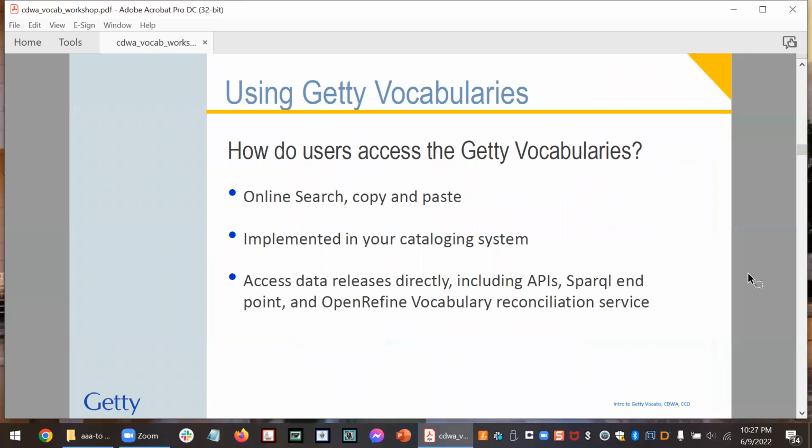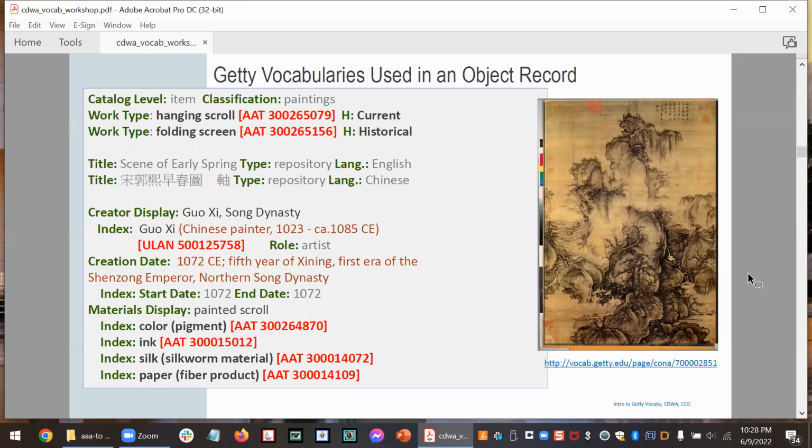Okay, using the Getty vocabularies, just how do users access the vocabularies? They do it through the online search. They might copy and paste. The developers may have implemented the vocabularies in your cataloging system, and you can use it there. You could access the data directly using APIs, the SPARQL endpoint, and the OpenRefine vocabulary reconciliation service. And these are all defined on our website.